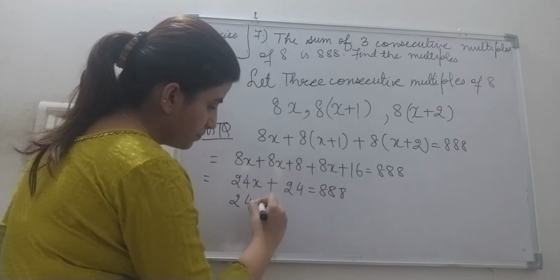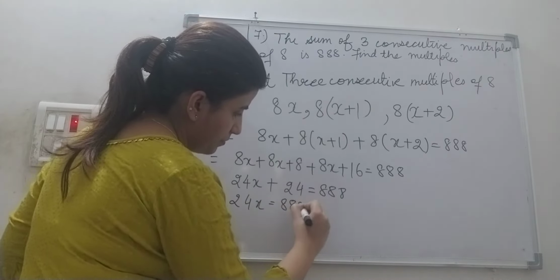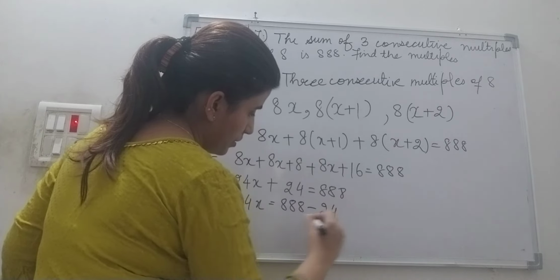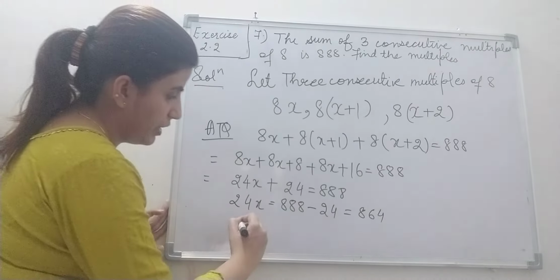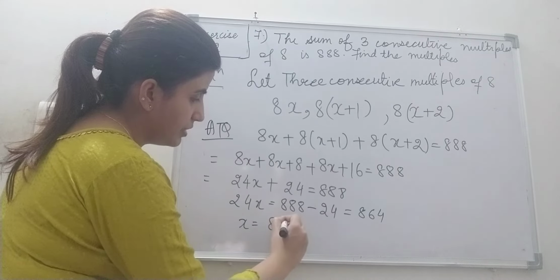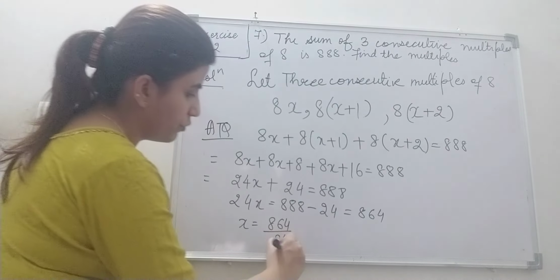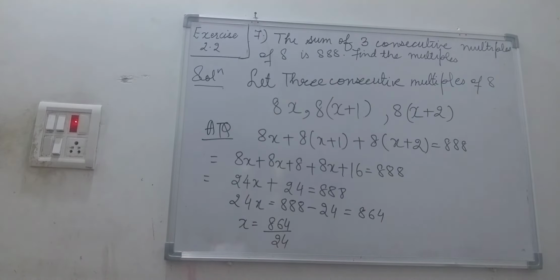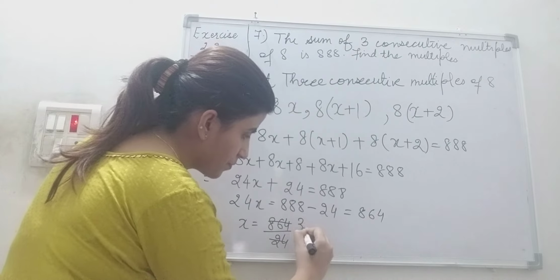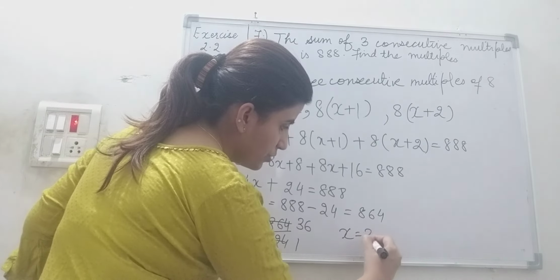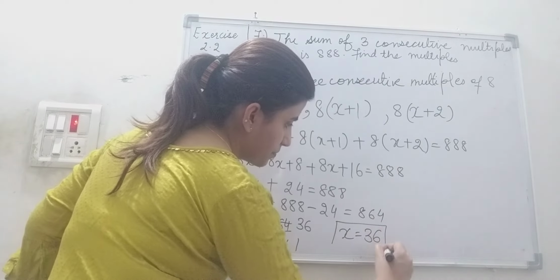24x equals 888 minus 24, that will give me 864. x equals 864 upon 24. Now convert it into the lowest terms. When you convert it into lowest terms, the x value you will get equals 36.